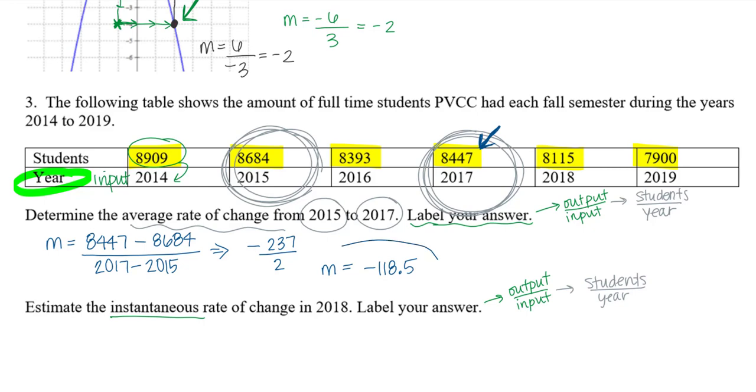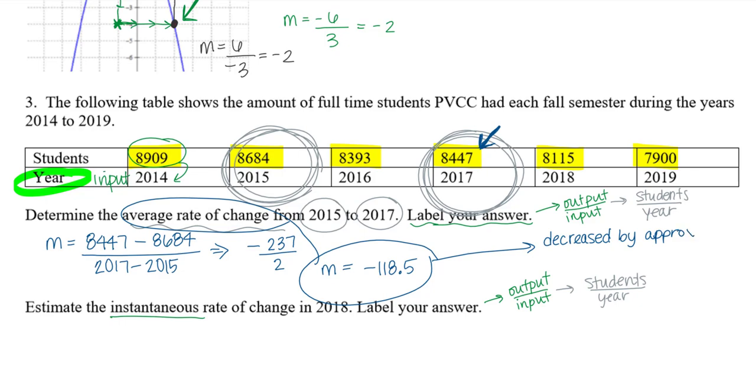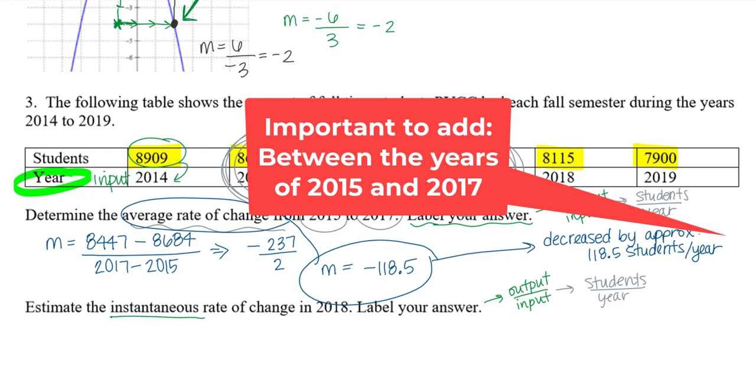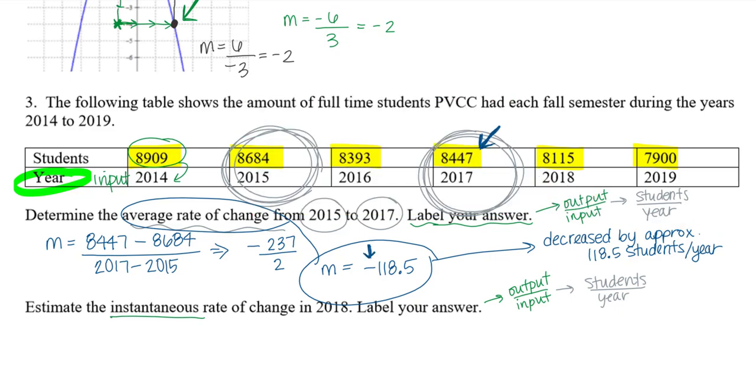What does this really say? Well, again, this is a slope or an average rate of change across these years. So what this is saying is that you have decreased by approximately 118.5 students per year. So you can use the word decreased, or in other words, that slope being negative, right, means that your enrollment, if you will, has gone down, right? Because this is enrollment. Well, sure it has, because you started in 2015 with over 8,600, 2 years later, you only had 8,400. So we've lost students. So it should make sense that that slope is negative.